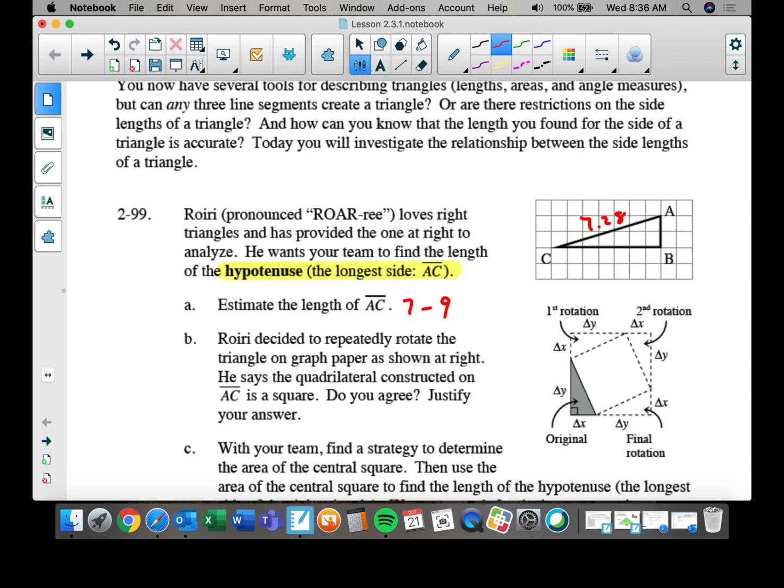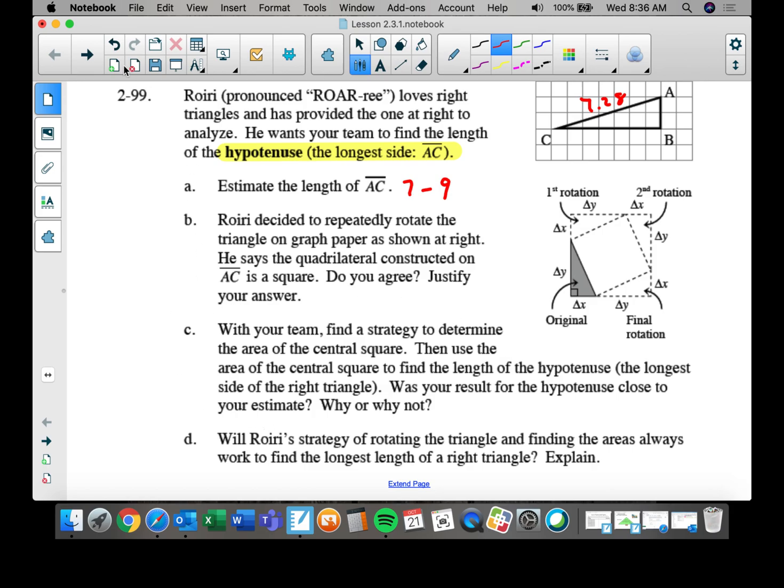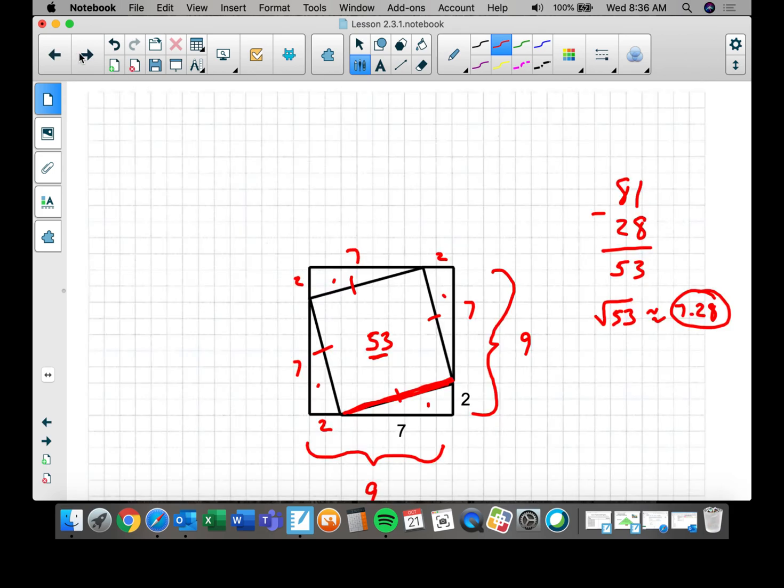So there's that idea. That's a kind of roundabout way of using areas to find that length. Like I said, next lesson we're going to revisit the concept of the Pythagorean theorem, and there'll be a much easier way to find that. But for now, we're going to use that concept. So there's that problem, there's that first idea.